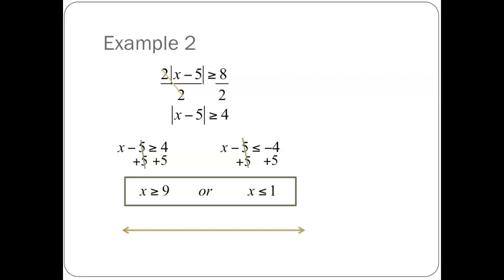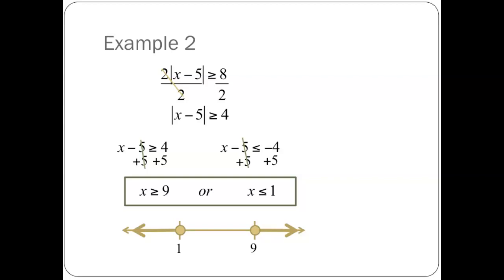So when we go about graphing this, we'll put the 1 and the 9 on the number line. Now, x has to be greater than or equal to 9 or less than or equal to 1. So we're going to put closed circles on both 1 and 9. And then because this is a disjunction, we are going to shade away from each other. So everything to the right of 9 and everything to the left of 1.